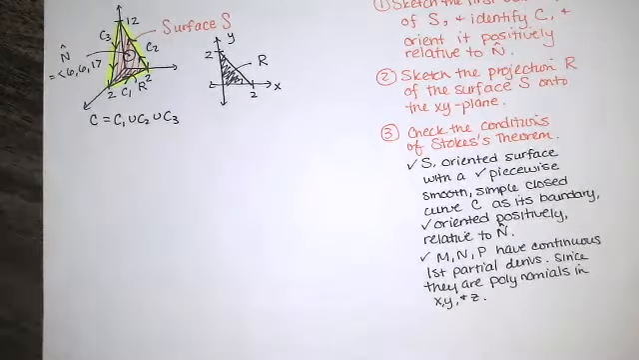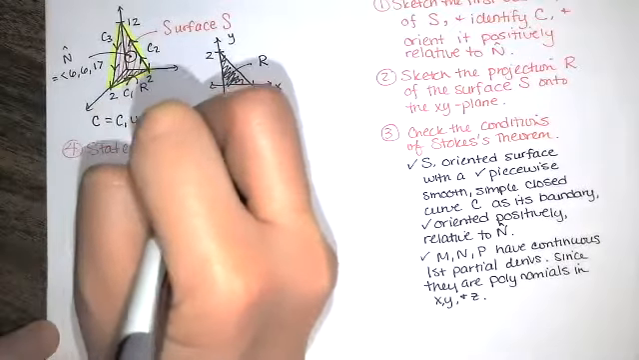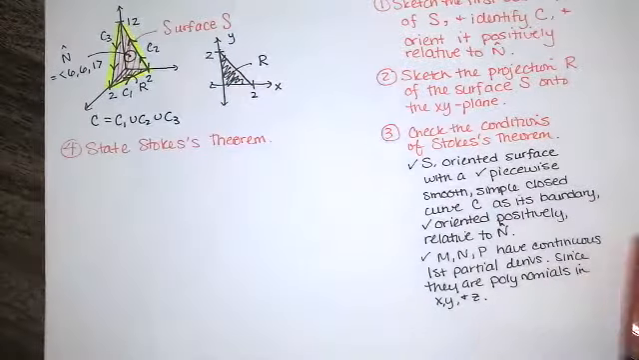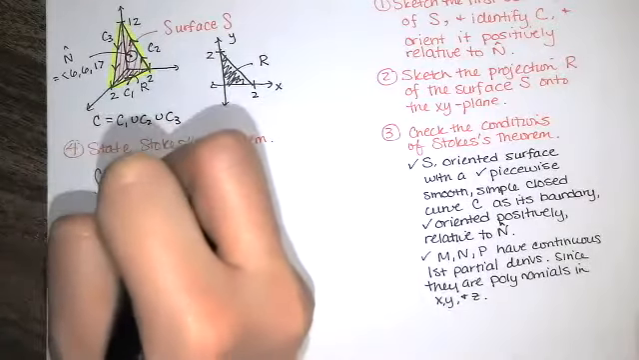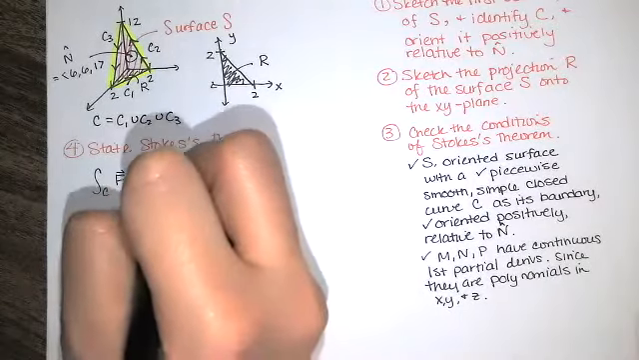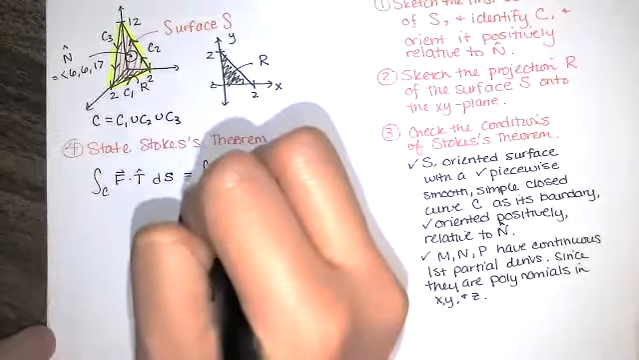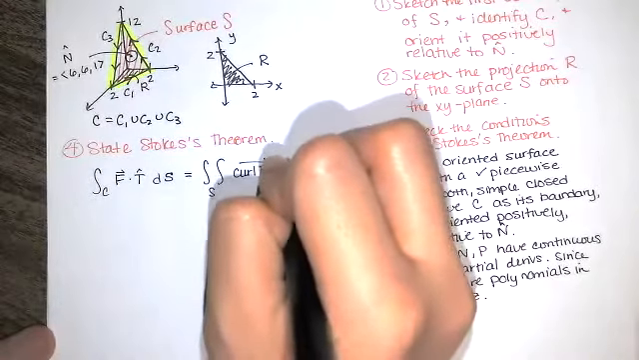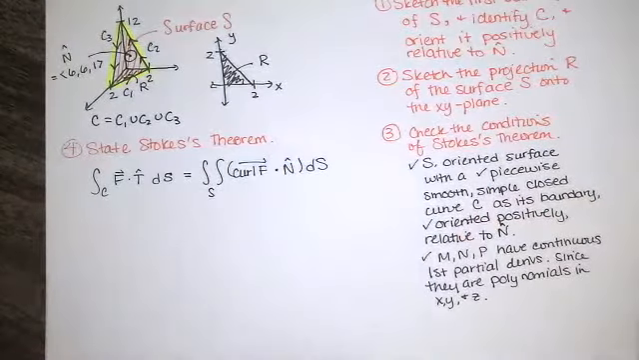So let's state Stokes' theorem. And then we will set up and evaluate the surface integral. So the line integral over C, and that's a lowercase s, little arc length, is the same as the double integral over S of the curl of F dotted with n hat times dS.